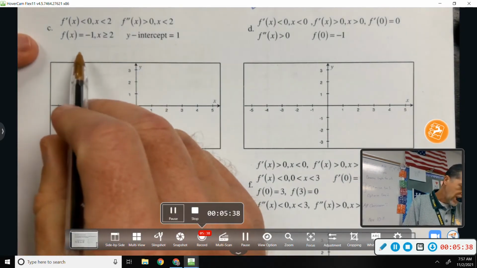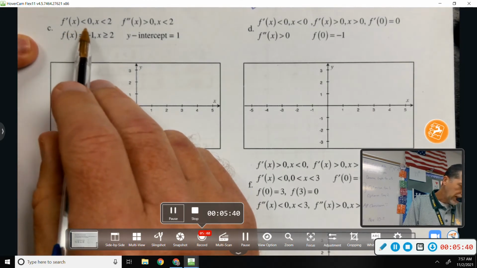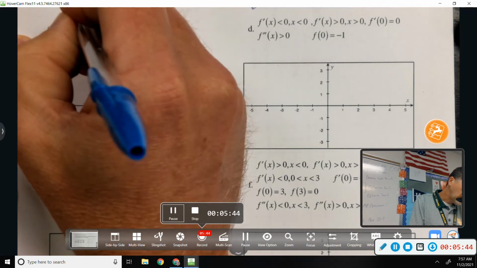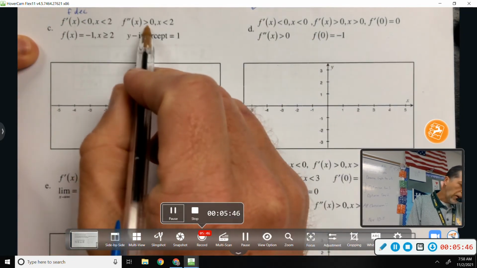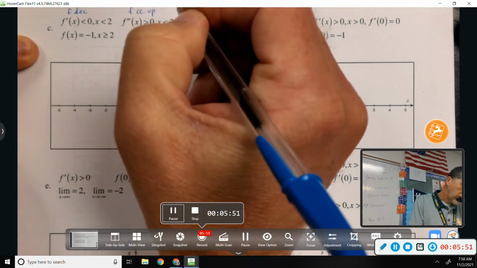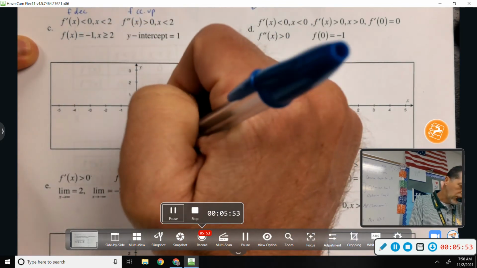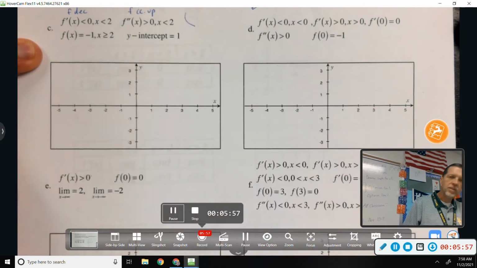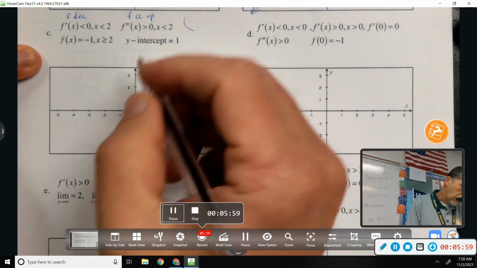Looking at C, f prime less than 0, so that means f is decreasing. F double prime greater than 0, so concave up. But all of that is less than 2. Decreasing concave up looks something like that. Y-intercept of 1.